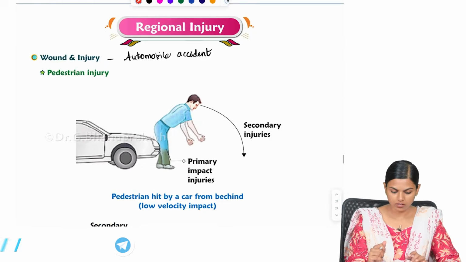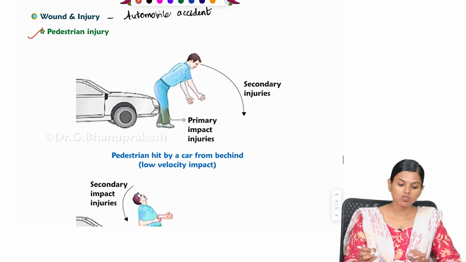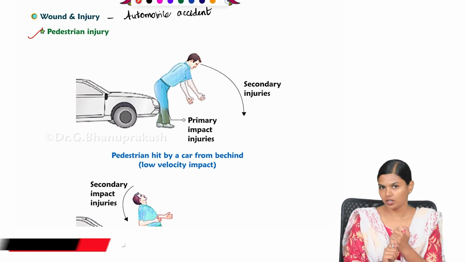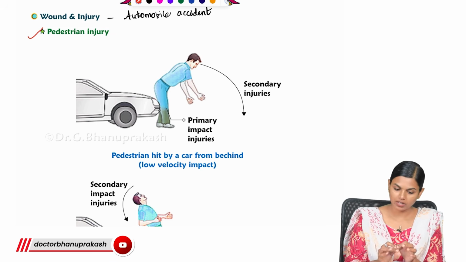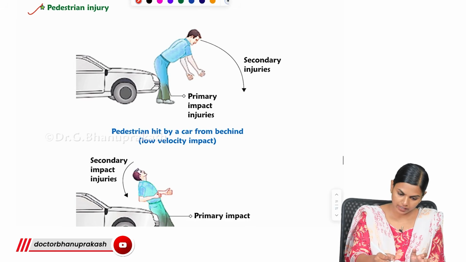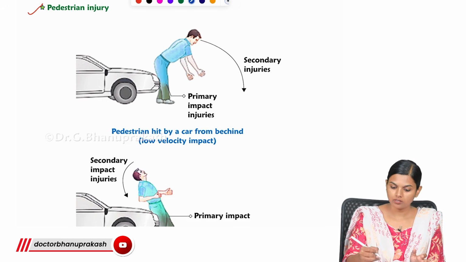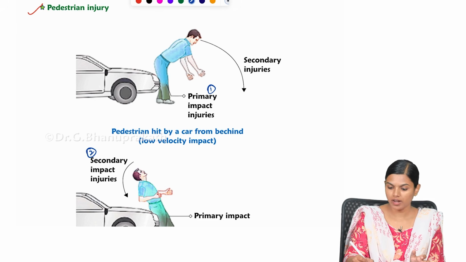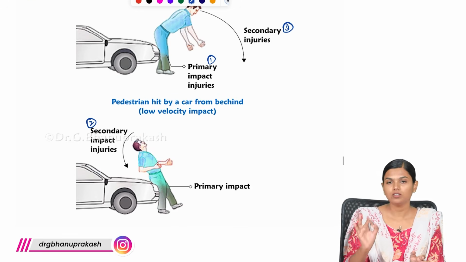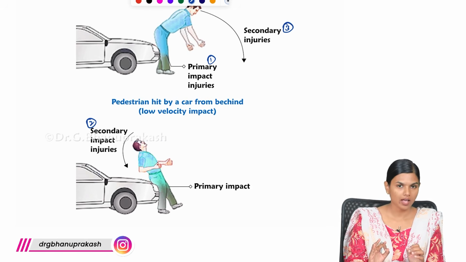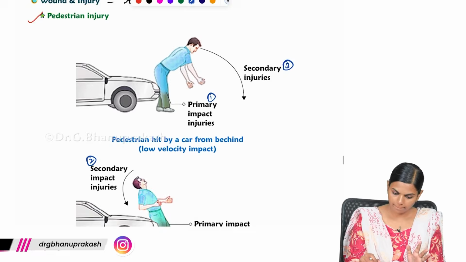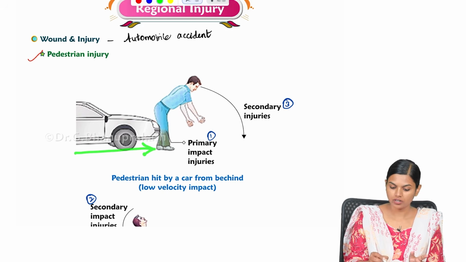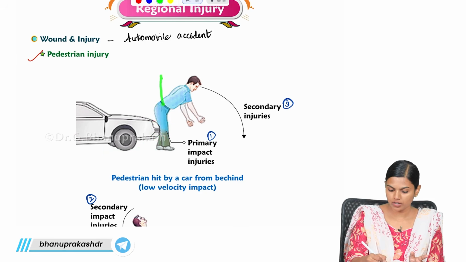So the first thing is pedestrian injury. In case of automobile accident, the first thing that we are going to see is pedestrian injury. Pedestrian injury is basically divided into three types. First is primary impact, then secondary impact, and finally secondary injuries. These are the three types of pedestrian injury that can happen. So what do we mean by primary impact injury? Here the car is traveling in this direction and it is coming and hitting the pedestrian over here. So what will happen when the pedestrian is standing?